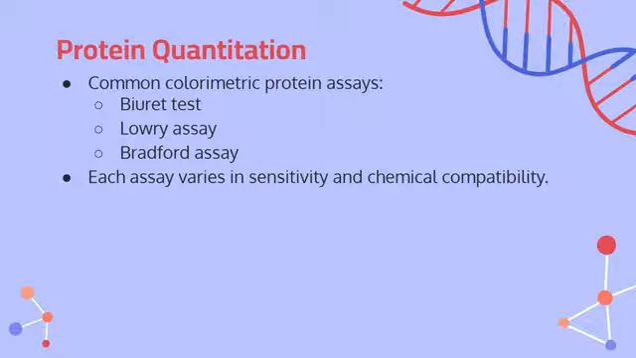So there are 3 different common colorimetric protein assays that we'll talk about. We have Biuret's test, Lowry's assay, and Bradford's assay. Each assay varies in sensitivity and chemical compatibility.